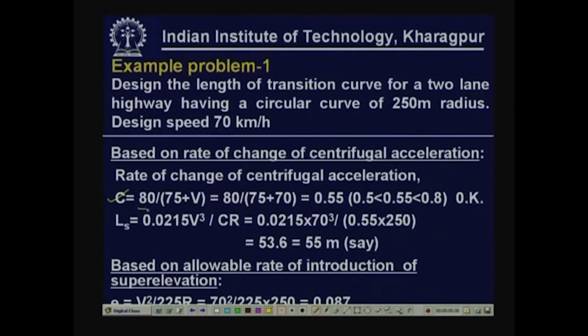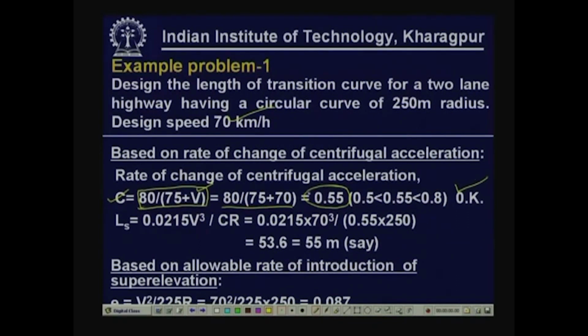Now, based on rate of change of centrifugal acceleration, what is the recommended C? C is 80 by 75 plus V. This V is nothing but 70 kilometer per hour. So, put that, we calculate C as 0.55. We check that this calculated C is in between 0.5 and 0.8. Therefore, this rate of change of centrifugal acceleration is acceptable.